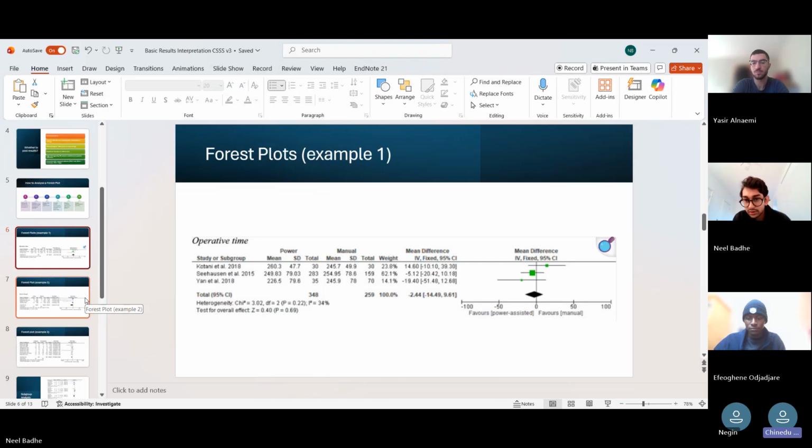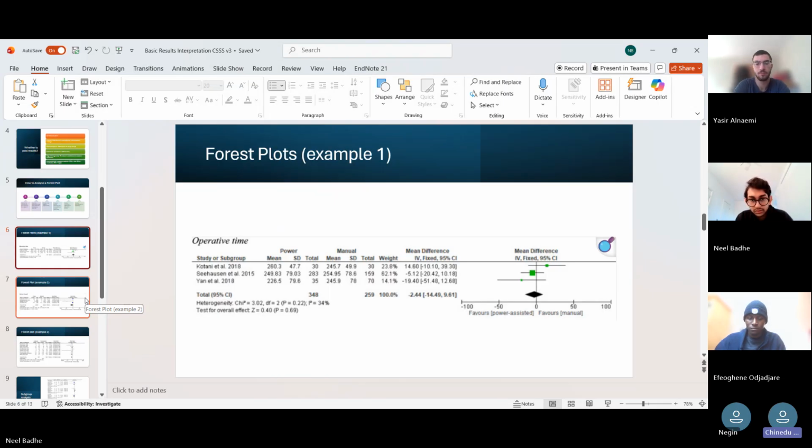Also, just so you're aware, the chart on the right-hand side of your screen is not generated by yourself. It's automatic, and it's all based on the values you put in under the mean, standard deviation, and total. Just to buttress what Neil has said, in this study, they are looking at operative time difference between the use of a power tool or manual, probably screw insertion, right? Now, the mean operative time for Kotani in the power tool was 260.